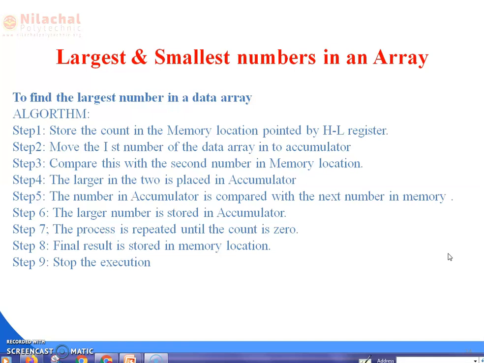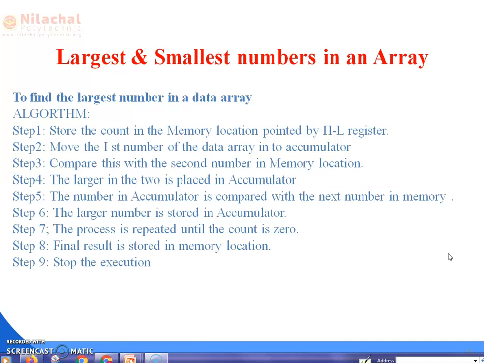To find the largest number in a data array, the algorithm is like this. Step 1: store the count in the memory location pointed by the HL register. So first, in the HL register, we have to store the counter value. In step 2, move the first number of the data array into the accumulator. So the first number is first stored in the accumulator.